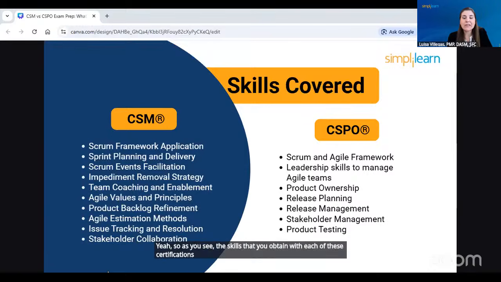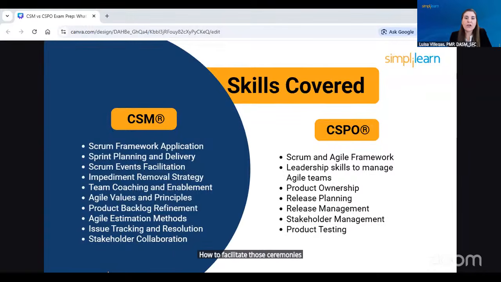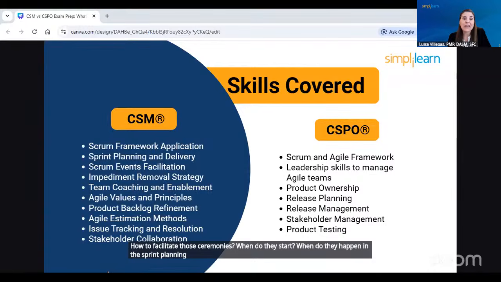Yeah, so as you see, the skills that you obtain with each of the certifications is very extensive. For the Certified Scrum Master, you are basically going to understand the Scrum framework extremely well. You are going to be able to apply the Scrum framework. You're going to understand what a sprint is, what are the different events and ceremonies, how to facilitate those ceremonies, when do they start, when do they happen in the sprint planning or in the sprint cycle. You are going to have abilities to coach your teams, to enable teams to work more efficiently.